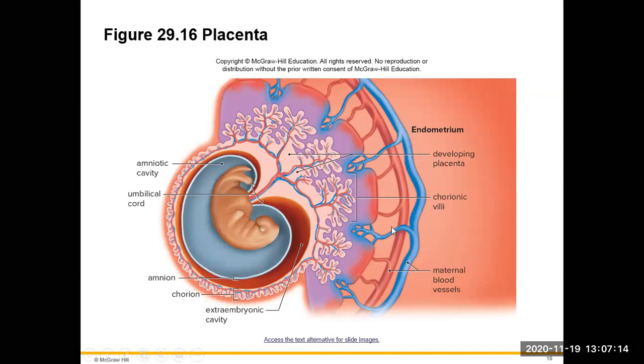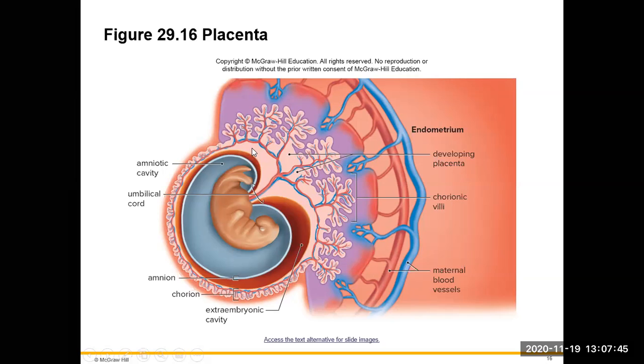So this is how the embryo looks like. We have the extra embryonic cavity. This one, we have the amnion, the amniotic sac, with light blue color. This is the fluid, the amniotic fluid. We have the umbilical cord that has umbilical artery and umbilical vein. We have the endometrium, which is the uterine wall. We have the developing placenta.